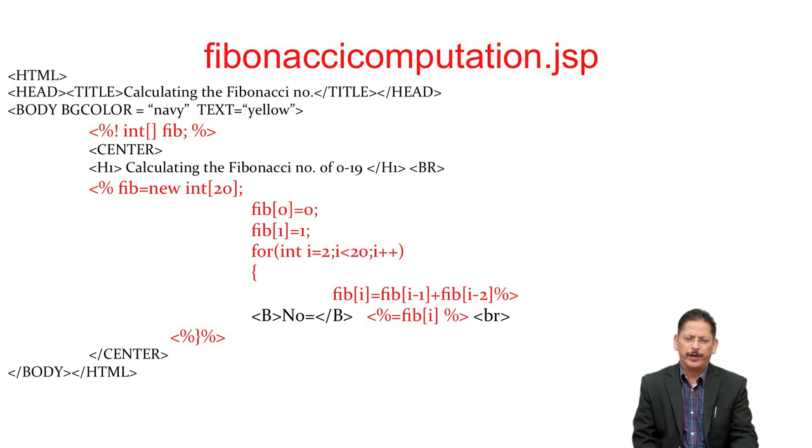So in JSP we have four type of scriptlet. First is percentage exclamation, that is for the include statement, for import statement, and second is percentage equal sign, that is for the output, and percentage exclamation for data type declaration, variable declaration, and the rest are inside the percentage, they encapsulated inside the percentage.